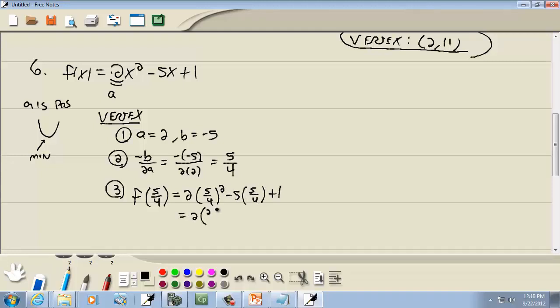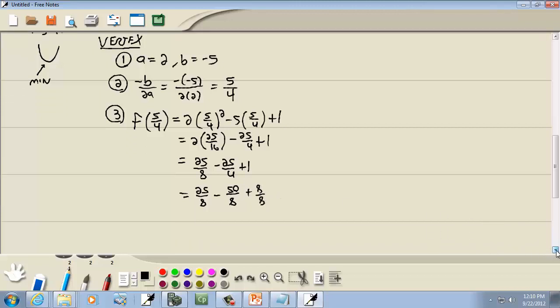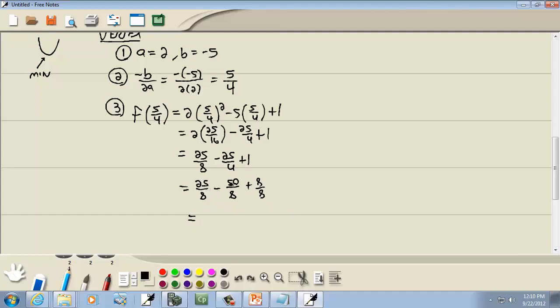Well, 5/4 squared is 25/16 minus 25 over 4 plus 1. This 2 and this 16 reduce, and that gives me 25 over 8 minus 25 over 4 plus 1. I'm going to go ahead and rewrite all of them with the common denominator. So that would be 25 over 8 minus 50 over 8. Multiply the top and bottom by 2 plus 8 over 8. 25 minus 50 is negative 25. Negative 25 plus 8 gives us negative 17.